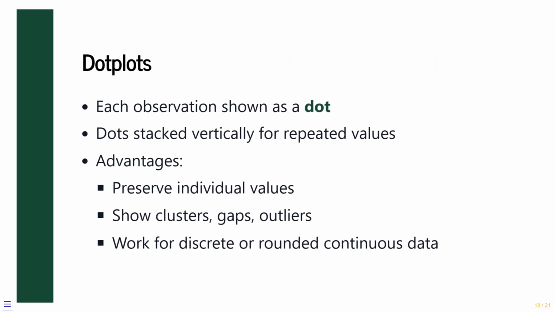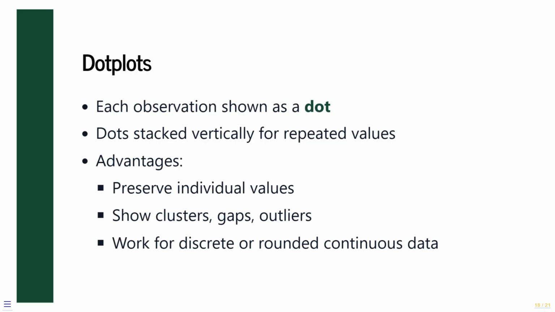A dot plot is a simple graphical display for quantitative data in which each observation is represented by a dot placed above a number line. When multiple observations have the same value, the dots are stacked vertically. This stacking makes frequencies visible while still preserving the individual data points. Dot plots are especially useful for small to moderate data sets, where displaying every observation is feasible and desirable. Unlike histograms, which group values into bins, dot plots show the exact values observed.